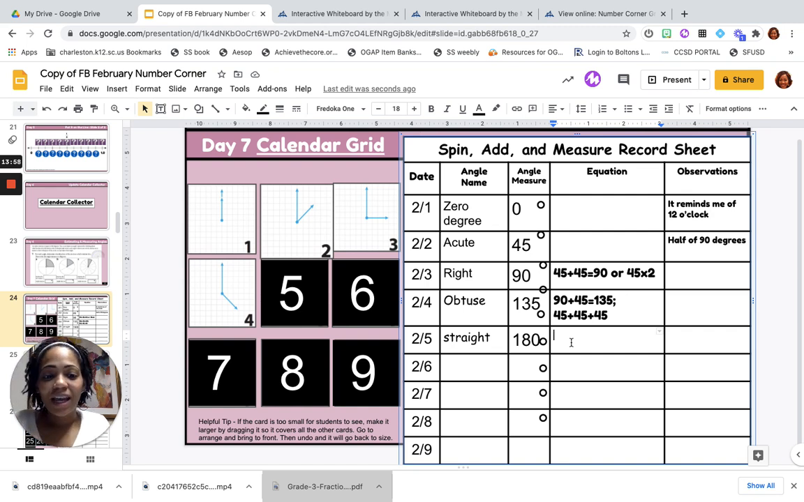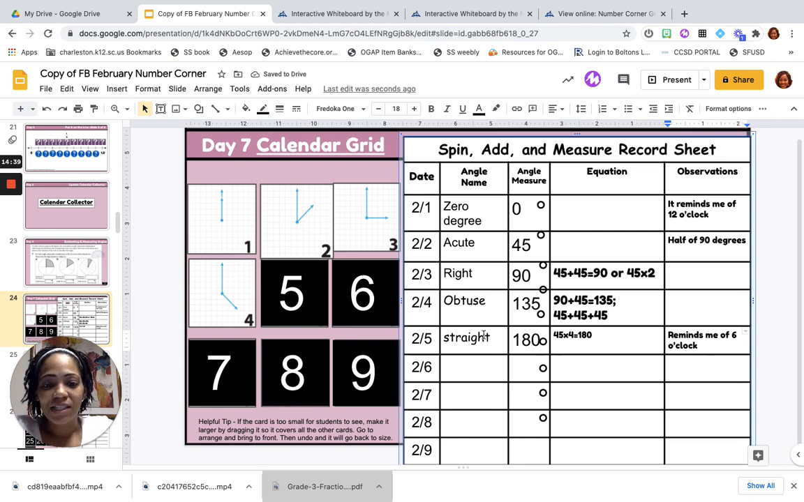Yes, it does. And how many sets of 45 degrees do we have in each one of those? How many 45s are within 180, I guess is what I'm asking. We had 3 45s on February 4th, which means we're adding a 4th 45. So I'm going to do 45 times 4, which is going to give me 180. Straight angle. Reminds me of 6 o'clock, right? If we're talking about clocks.